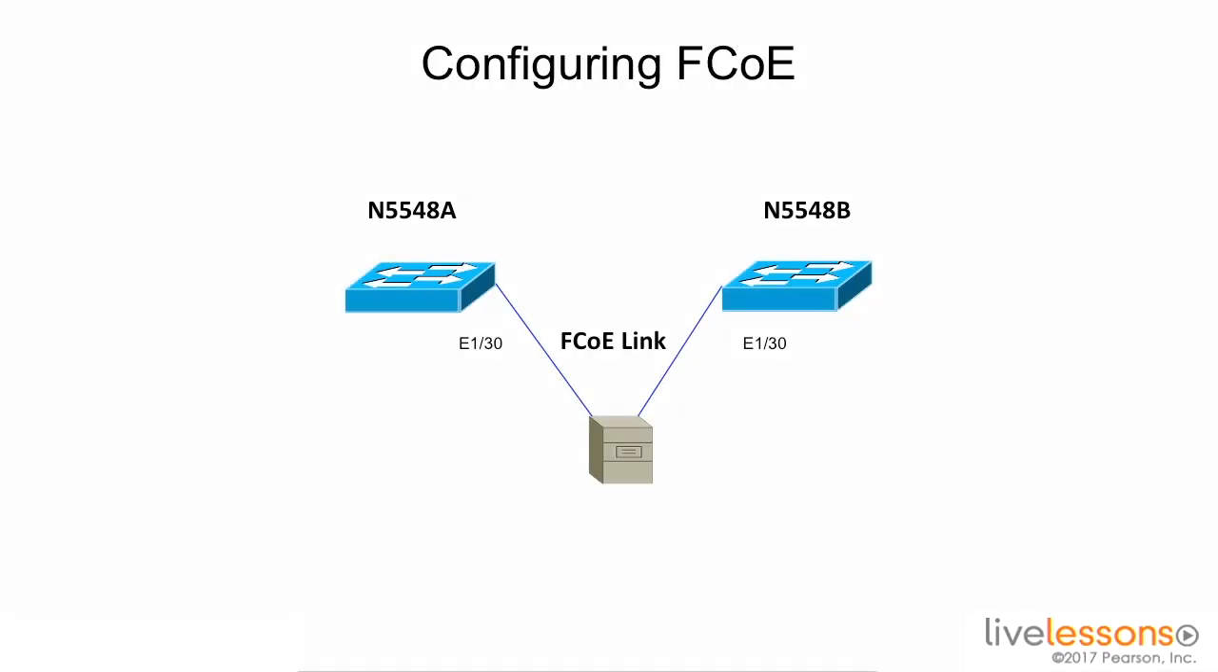We're going to continue on with this lesson from the previous lesson where we got ready to implement FCoE on these switches, and we performed some basic setup tasks. In this lesson we use 5548A and 5548B that are going to be linking to our host with links E1/30, and that host is going to be taking advantage of Fiber Channel over Ethernet to connect to the network.